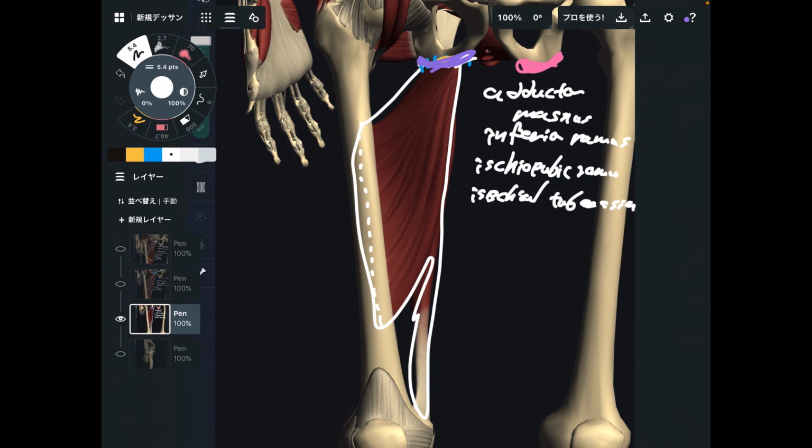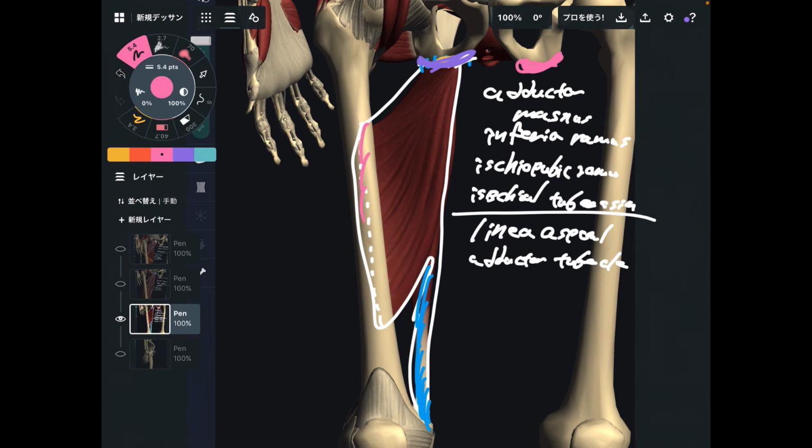One part is, you already saw that is linea aspera. Plus, the fiber goes to close to knee joint. This is adductor tubercle. Most of fiber goes to linea aspera, and part of fiber goes to adductor tubercle. This part is very close to the knee joint. So when adductor gets tight, this tightness may create dysfunction for knee joint. Adductor magnus, very, very important.